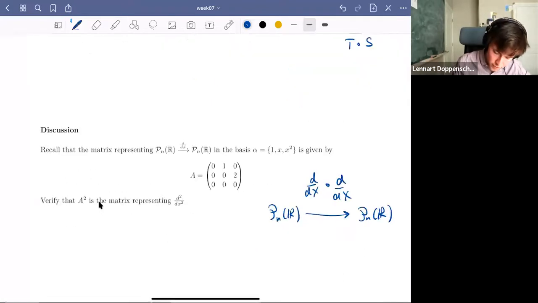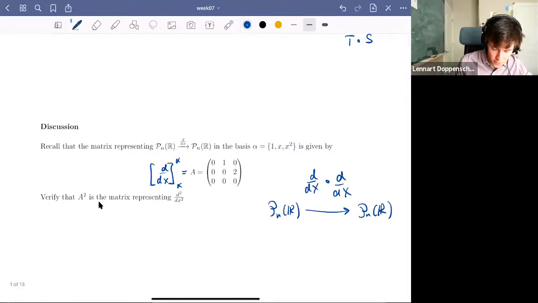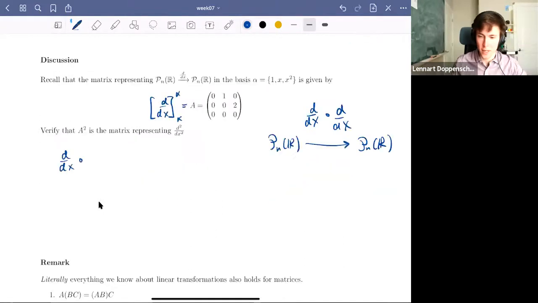So this matrix here, I didn't write this explicitly in the slides, but d by dx in the bases alpha, alpha is equal to this A. And when we compute d by dx composed with itself, so this is literally taking a derivative of a polynomial and then taking the derivative again, then this is equal to the second derivative. This is just what the second derivative is supposed to be. And then we can verify that.